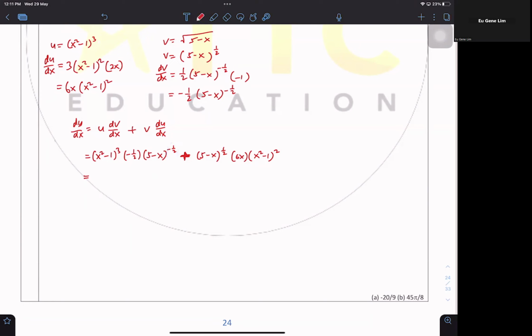Now you see when you factorize, you always factorize by the smaller one. Remember that. Always factorize by the smaller one. You see, x squared minus 1 power 3, x squared minus 1 power 2. Which one is the smaller one? This one, right? The power 2 one. So you take out the power 2, like this, x squared minus 1 power 2. And also, this and this, power negative 1 over 2, power 1 over 2. Which one is smaller? This one, right? Power negative is smaller. So you also take out, put it outside.